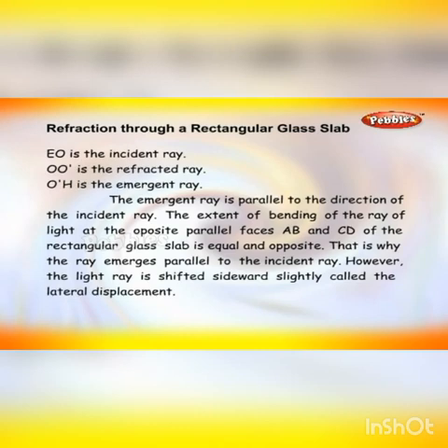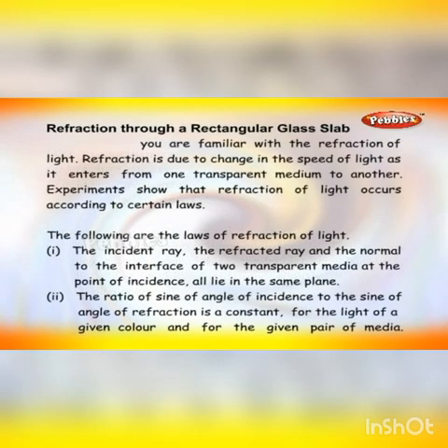The extent of bending of the ray of light at the opposite parallel faces AB and CD of the rectangular glass slab is equal and opposite. That is why the ray emerges parallel to the incident ray. However, the light ray is shifted sideward slightly, called the lateral displacement. You are familiar with the refraction of light.